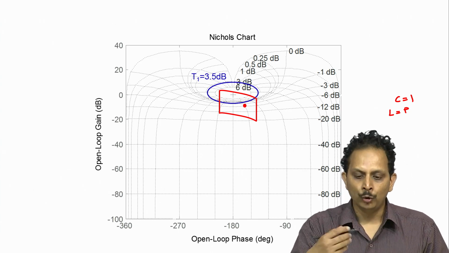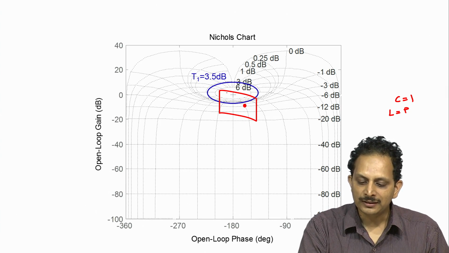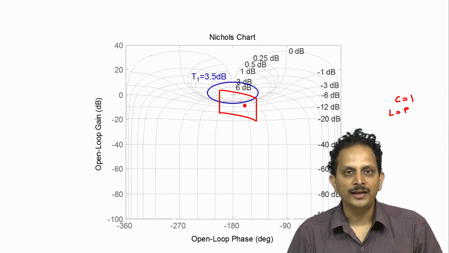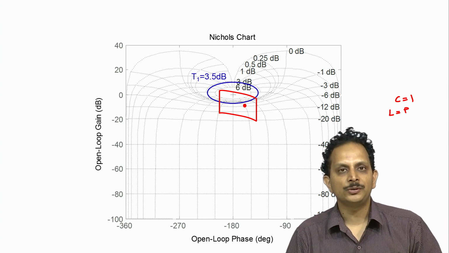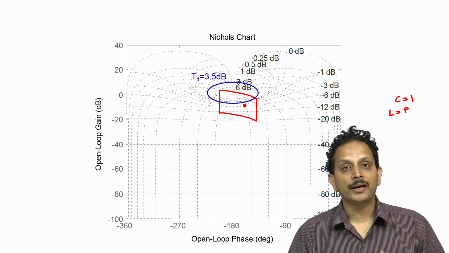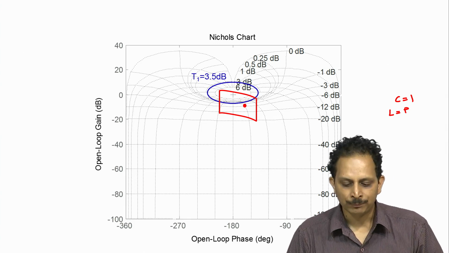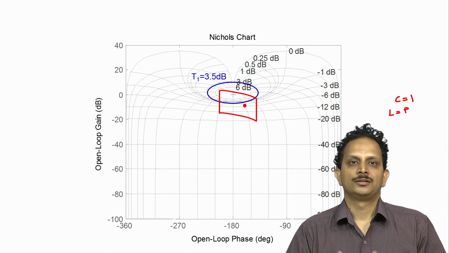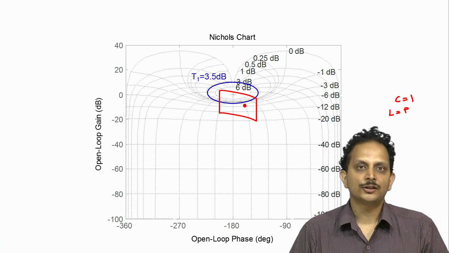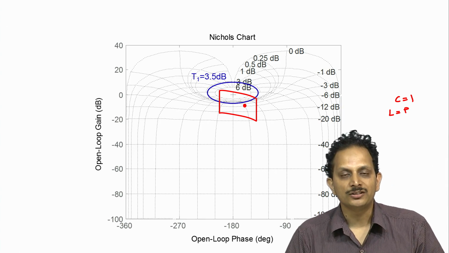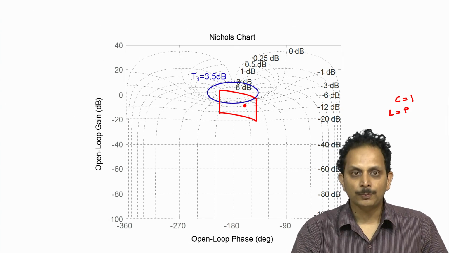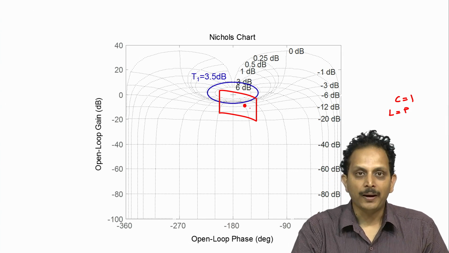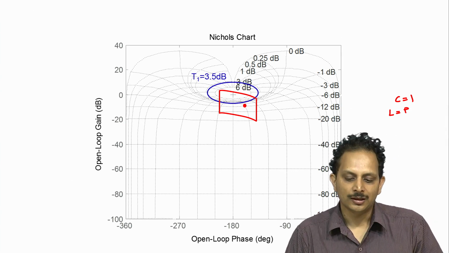If the loop gain assumes values within this closed contour, then for those particular values of loop gain, if we compute the transmission function T1, we would see that its magnitude is greater than 3.5 dB. And for regions outside this contour, if we compute the transfer function T1, we would find that its magnitude is less than 3.5 dB.